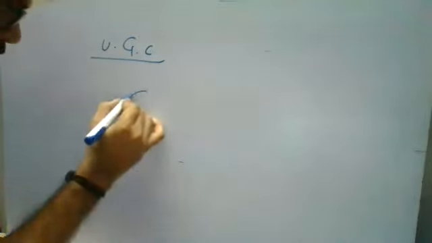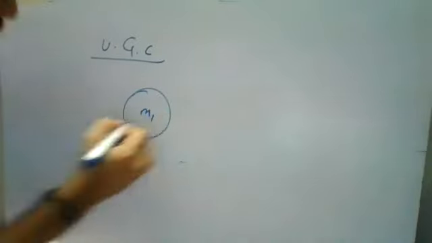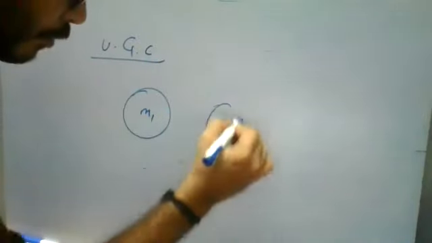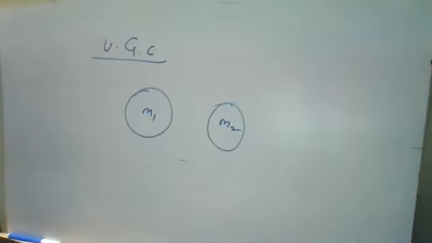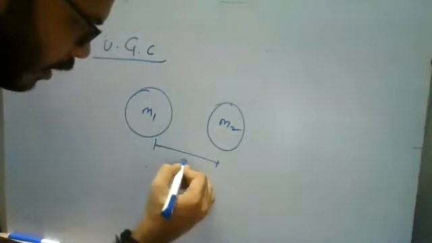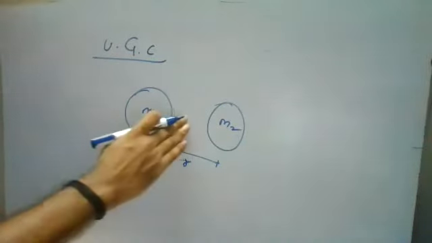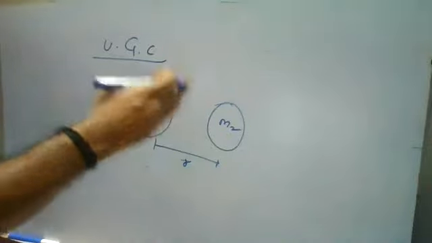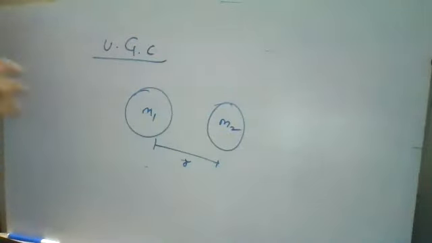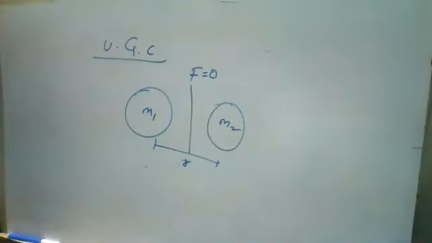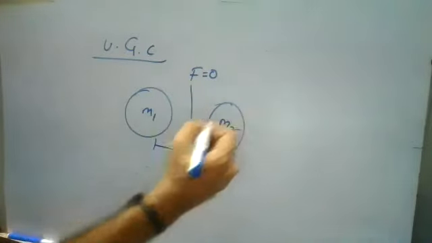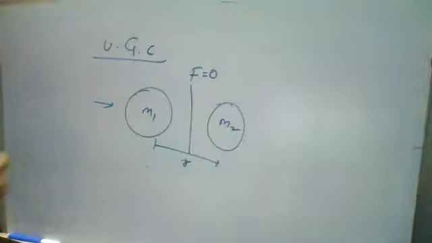Assume there are two masses, mass M1 and mass M2. These two masses are separated by a small distance of R. Initially there is no force of attraction or repulsion. When we are discussing gravitation, it is only attraction. So when there is no force here, the force is equal to zero. The resultant or net force between the two masses is equal to zero. Remember these relations.